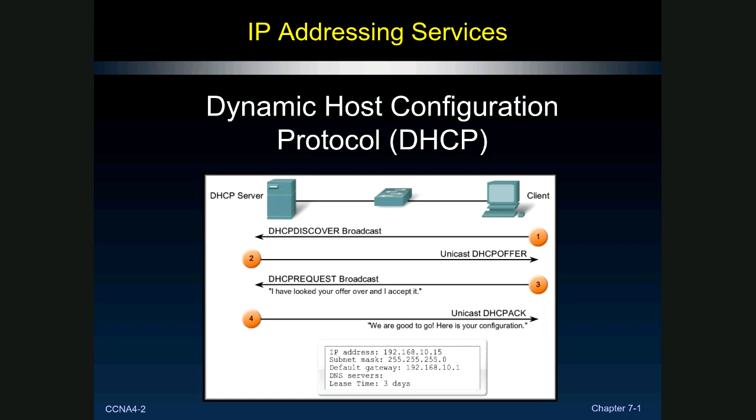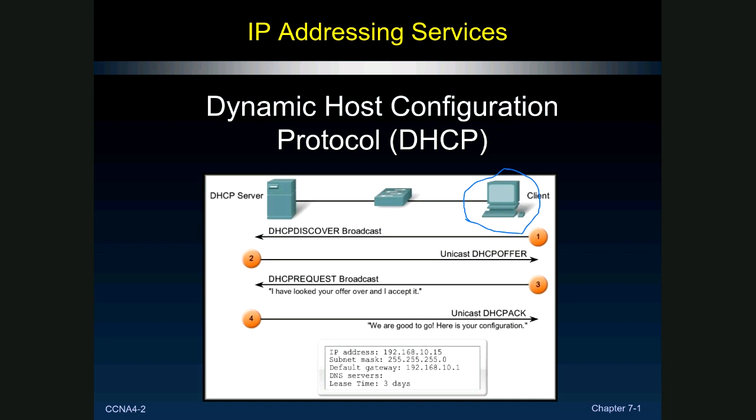So here's what's happened. Here's our client machine, and he boots up. Even though he's a Microsoft computer and he knew what IP address he used before, he's not allowed to start using it right away. He's got to get it authorized when he boots up again. So he's going to send out a broadcast message.